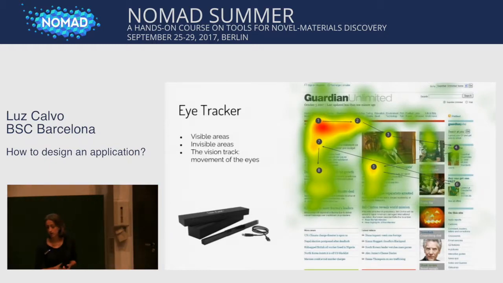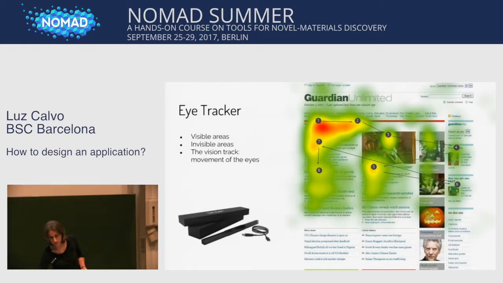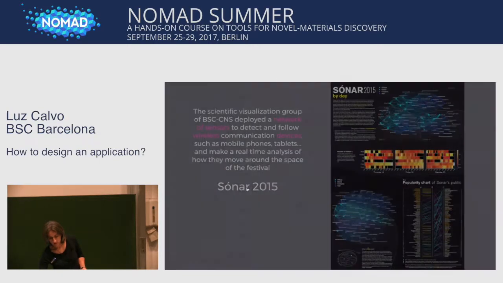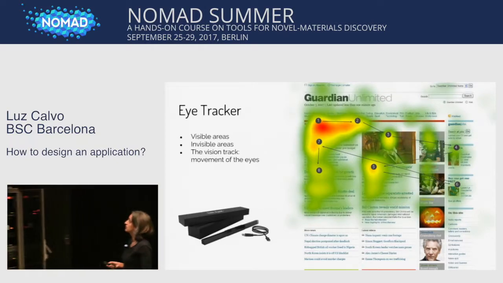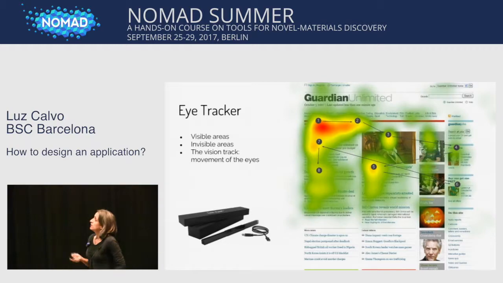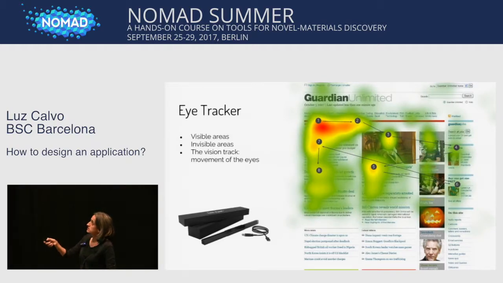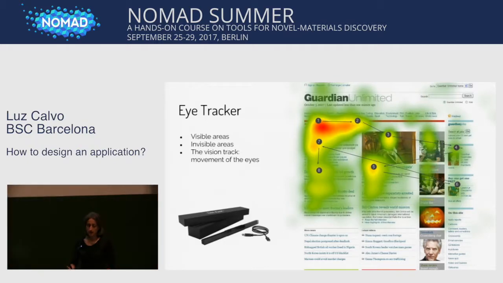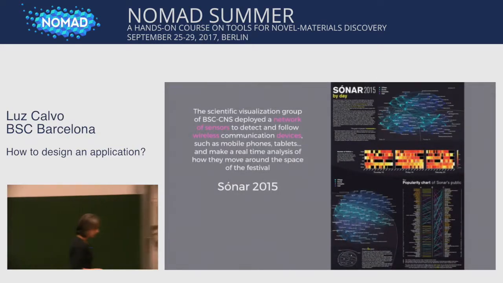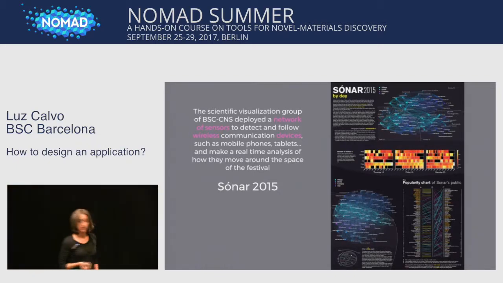I want to share with you, well, at BSc we have something like an eye tracker. This is a device that we use to measure the eye activity of the user. We can know what are the most visible areas, these red ones, and we also have information about the track of the eyes of the user. This is very useful when we have to validate visualizations. I want to share with you this project that we did at BSc for Sonar 2015.